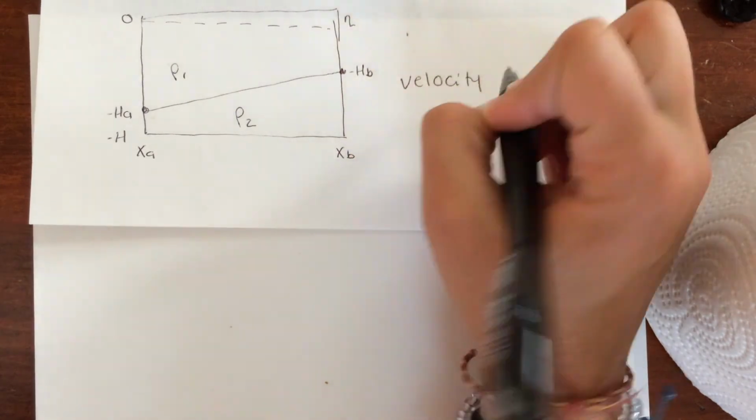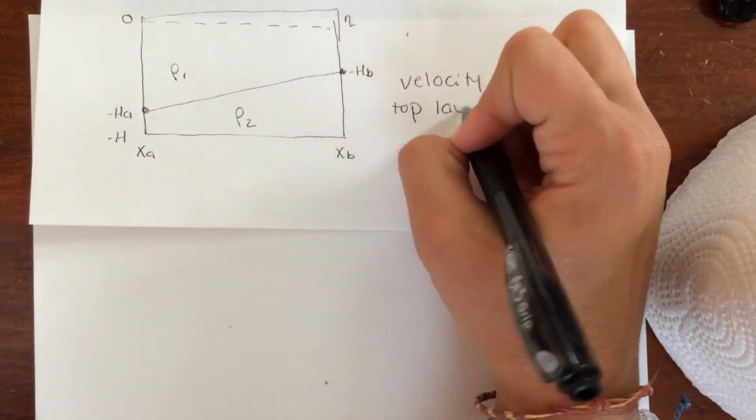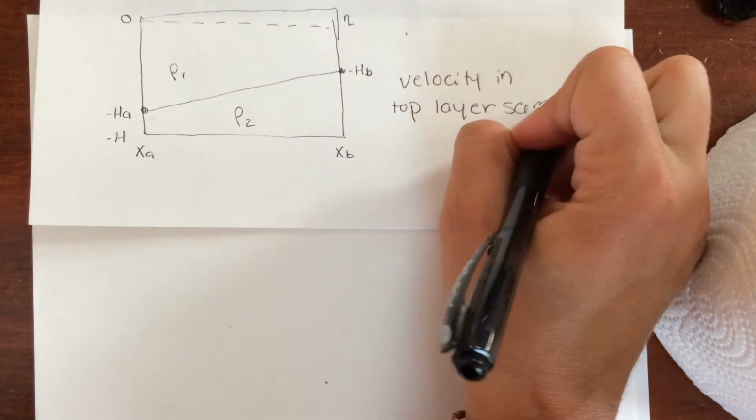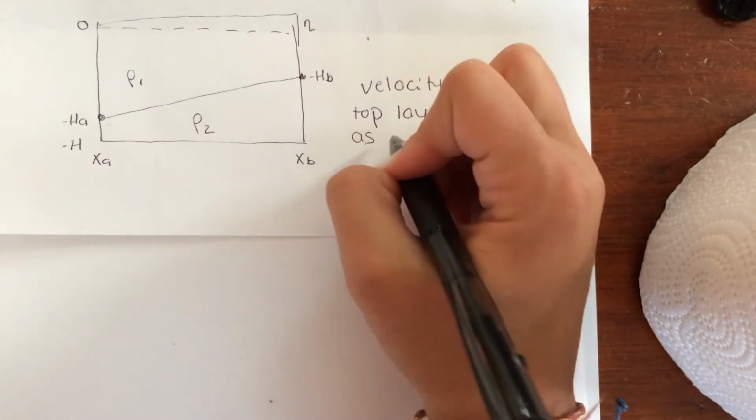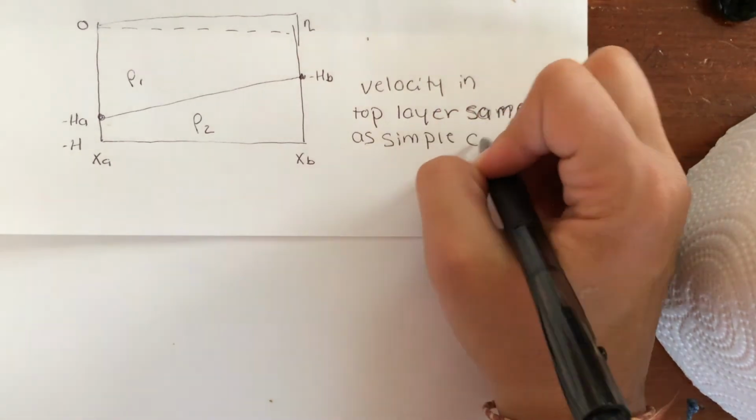If we solve for pressure and plug into the hydrostatic equation, we can solve for velocity in the top layer again, and we will see that it is once again the same as in the simple case. Feel free to prove this to yourself if needed.